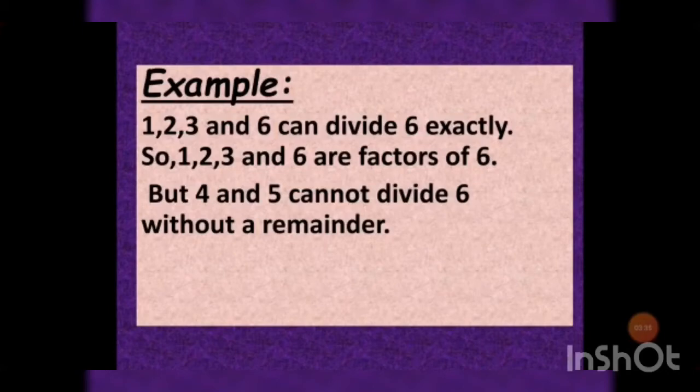But let's imagine that you divide number 6 by number 4. Is it possible? No, there will be a remainder. 2 will remain. So that means number 4 is not a factor of 6. Same goes with 5. If you divide number 6 by 5, there will also be a remainder, which is 1. So 5 is not a factor of 6. I hope it's getting clearer.